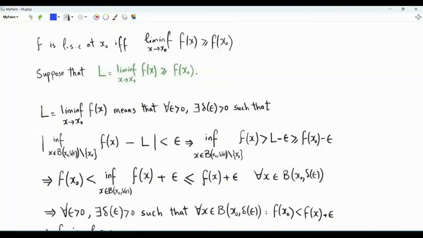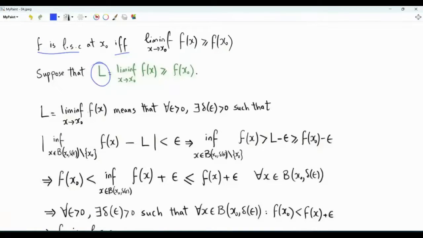Here is another way of looking at function f being lower semi-continuous at a point x0. F is lower semi-continuous at x0 if and only if the limit infimum of f of x as x tends to x0 is greater than or equal to f of x0. Let's prove this statement. Let's start by showing that f is lower semi-continuous if the limit infimum, which is L, is greater than or equal to f of x0.